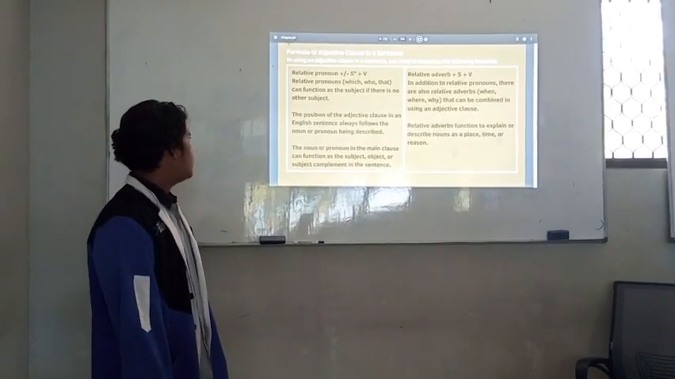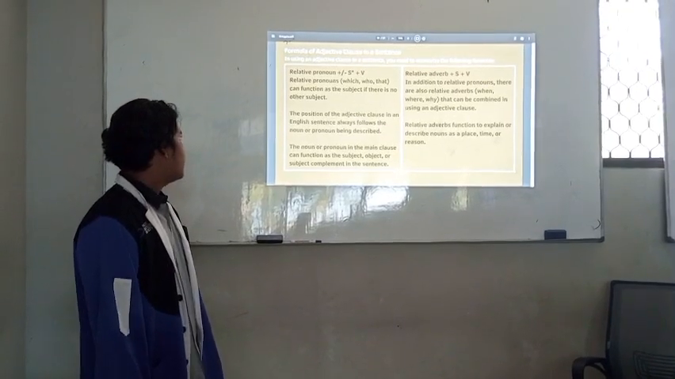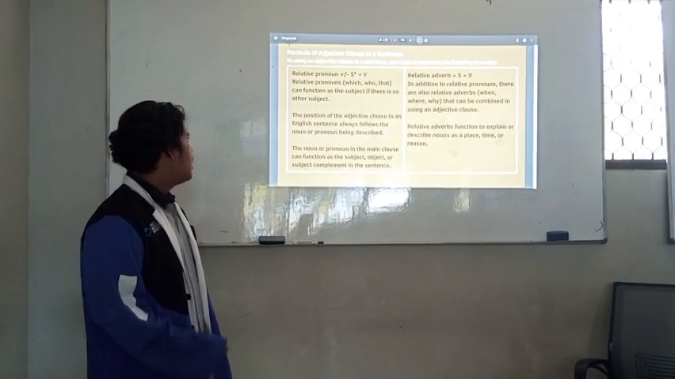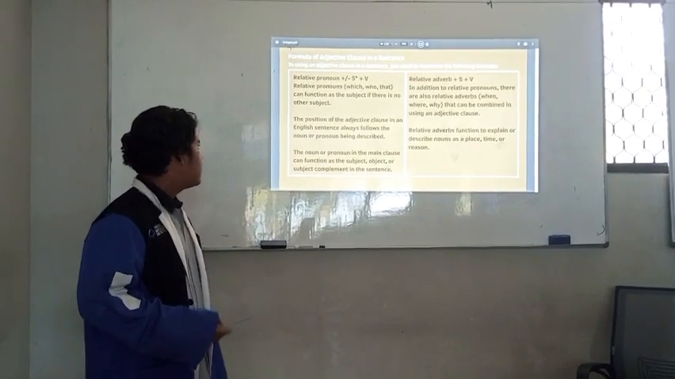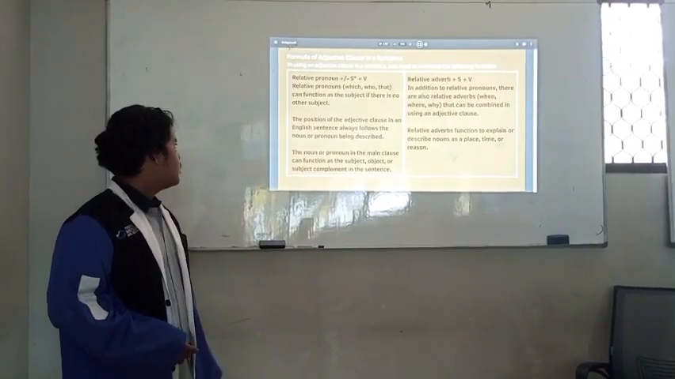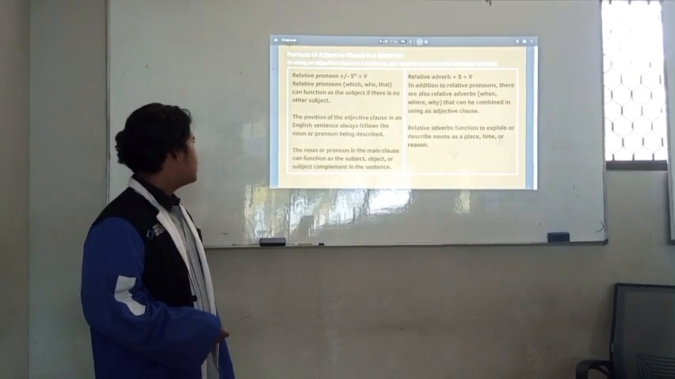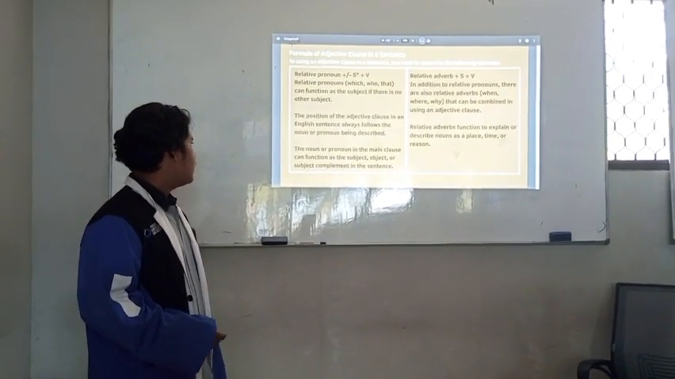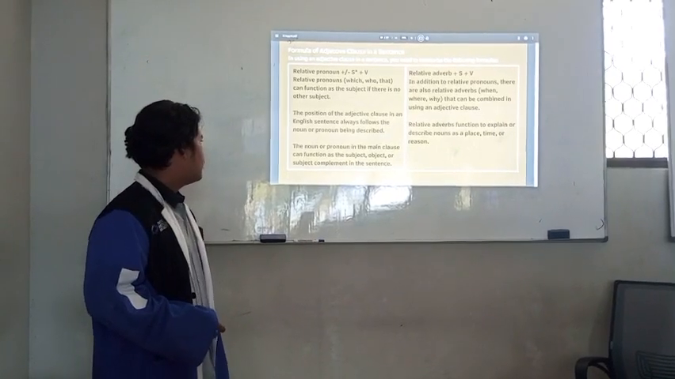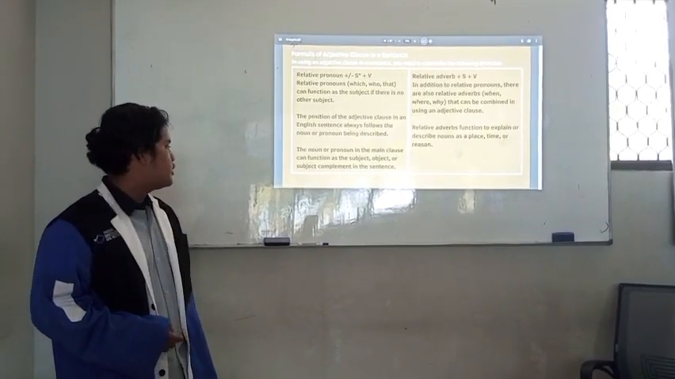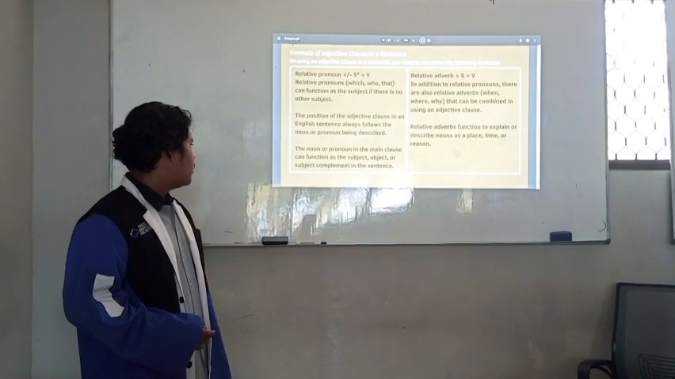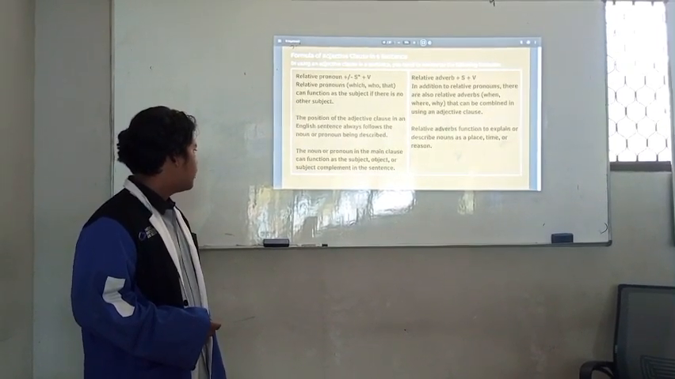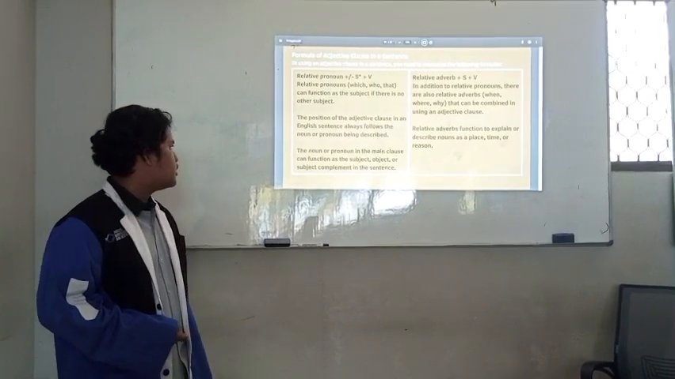Formula of an adjective clause in a sentence. In using an adjective clause in a sentence, you need to memorize the following formulas. Relative pronoun plus subject plus verb. Relative pronouns which, who, that can function as the subject if there is no other subject. The position of the adjective clause in an English sentence always follows the noun or pronoun being described. The noun or pronoun in the main clause can function as the subject, object, or subject complement in the sentence.